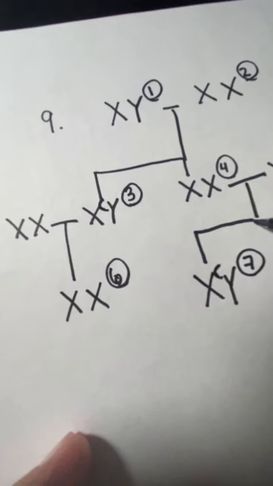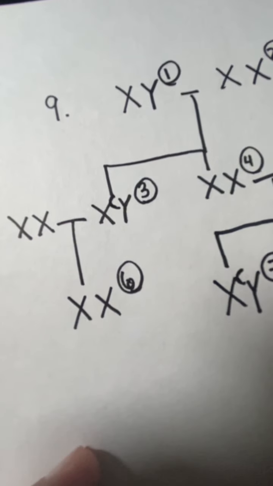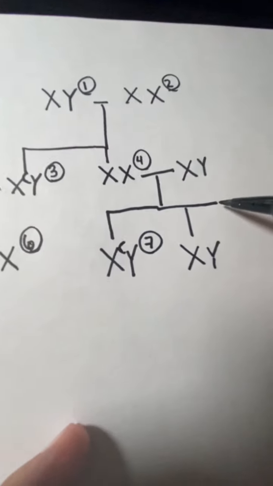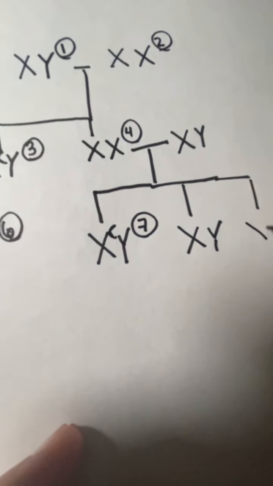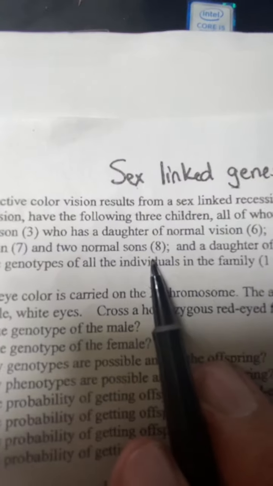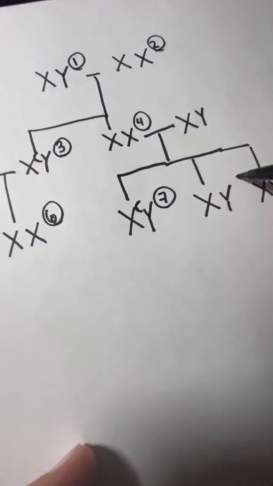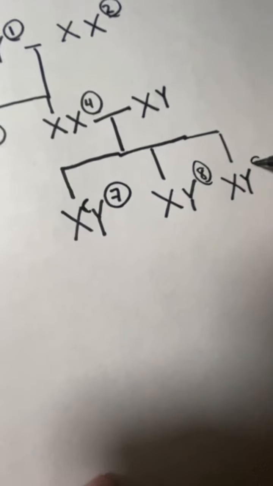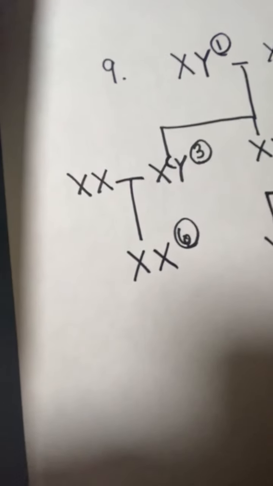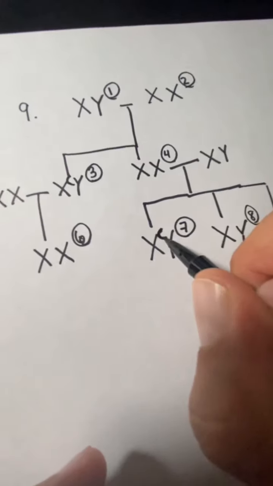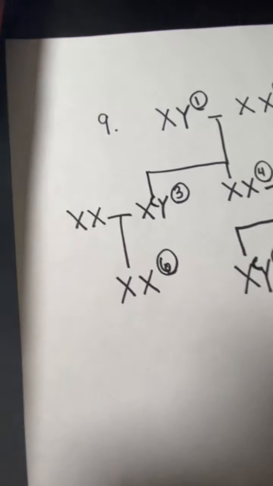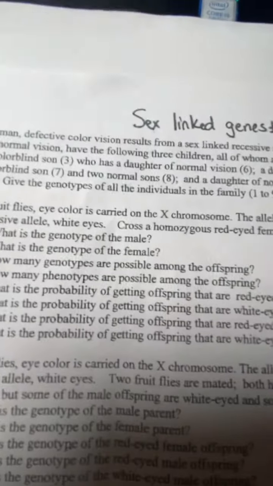And 2 normal sons. So I'll break this down, XY, and the other XY. And those 2 normal sons are going to be numbers 8. Both of them are going to be number 8s. Okay, so once again, hopefully you can see that. This is the colorblind son right here. And this is the colorblind father, number 3, or the son from the parents. And then we have one more child to look at here.